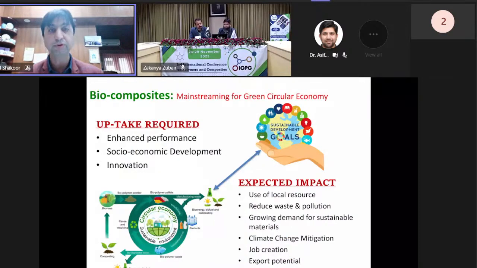To achieve the required uptake, we need to enhance the performance of the product to improve socio-economic development and improve the innovation of the product as well. So the expected outcome and impact will be the use of local resources. We will reduce waste and pollution, and meet growing demand for sustainable material. We will also mitigate climate change. This will definitely improve the job market as well, because it has export potential and some sort of innovation strategy.